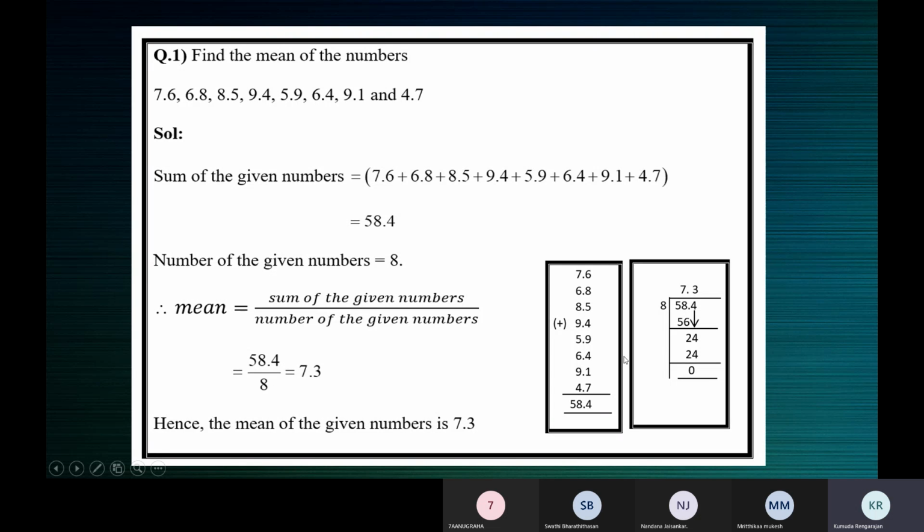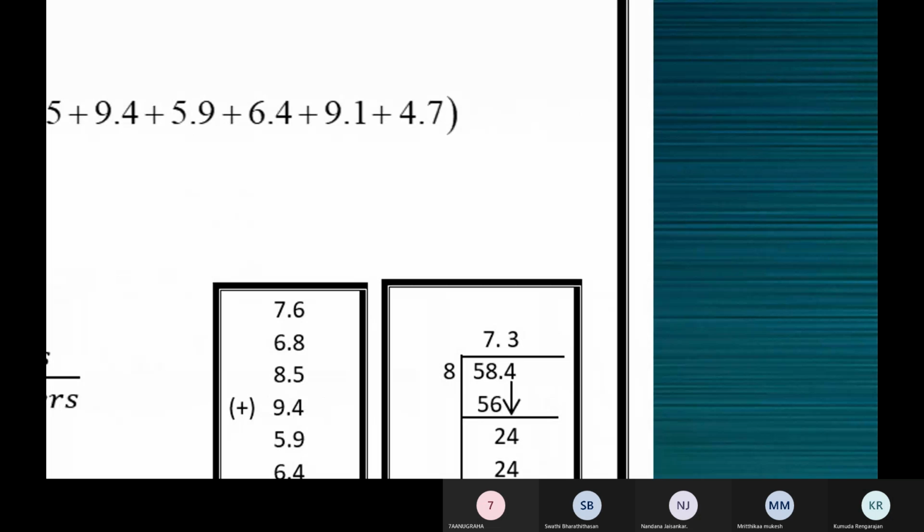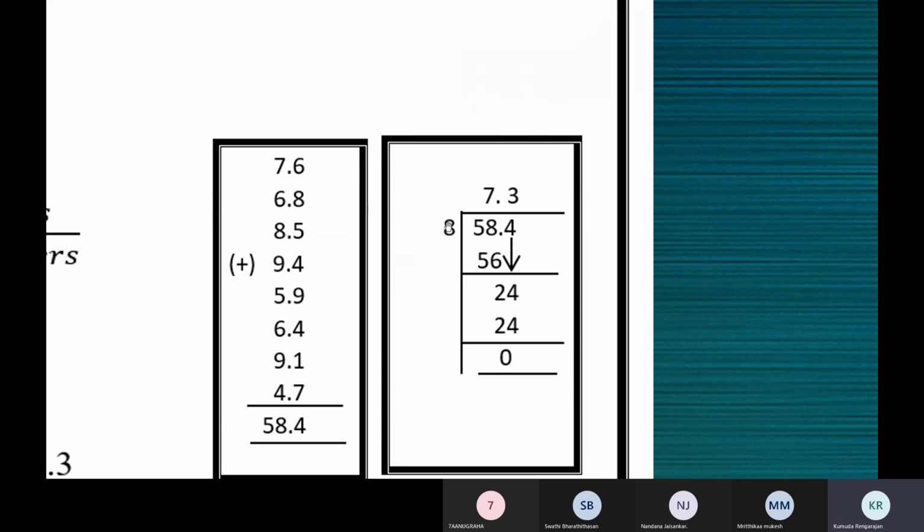58.4 by 8. Let's see the division here. Addition, I think you can help yourself. 58.4 divided by 8. 8 sevens are 56. 2 is the remainder. Now we need to bring 4 down, but 4 is after the decimal point. So we need to place the decimal point and then bring the next digit down. 8 3s are 24, remainder 0. So 58.4 by 8 is 7.3.